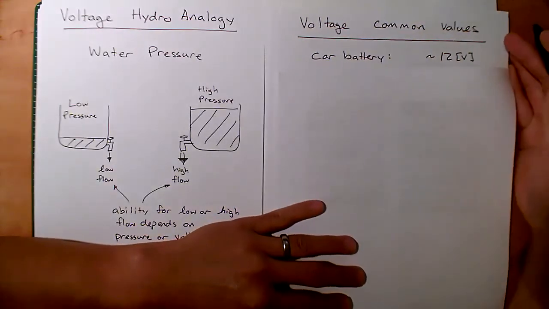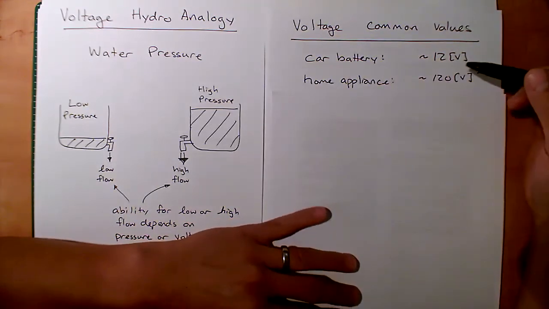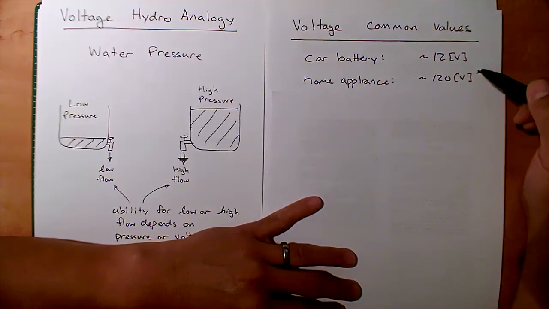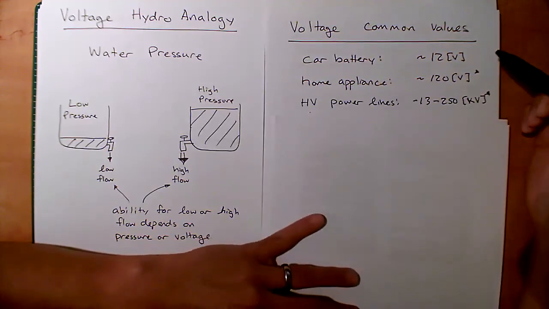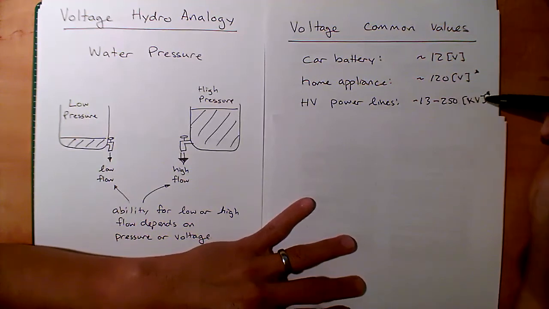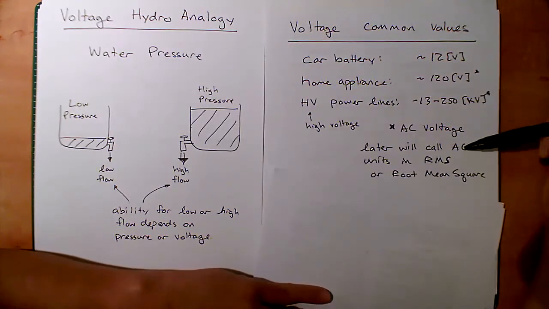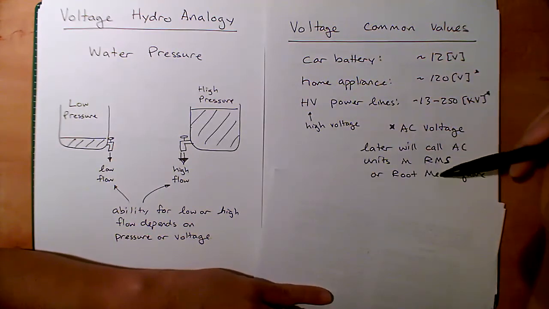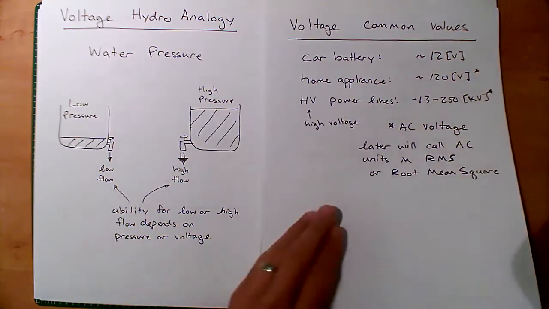Some common values. Well, we're all familiar with the car battery, 12 volts. Home appliance, we're all familiar with 120 volts. And I put a little asterisk here because this is actually AC, and not just AC, but AC RMS, root mean squared. We'll go over that later in this course. Some high voltage power lines, 13 to 250 kV, kilovolts RMS, so HV for high voltage. And like I said, we'll talk about RMS, or root mean square, later in this course. Very important stuff, right? Okay.